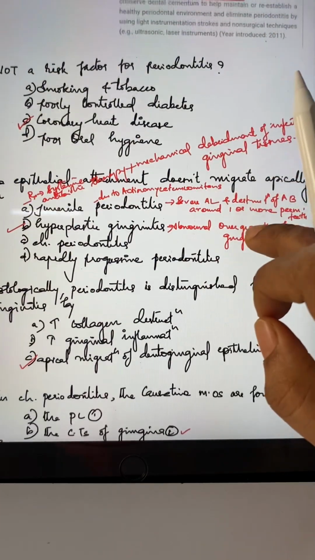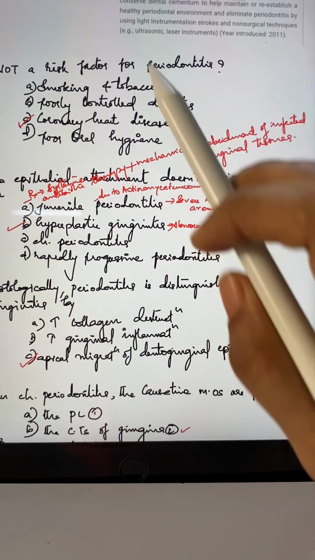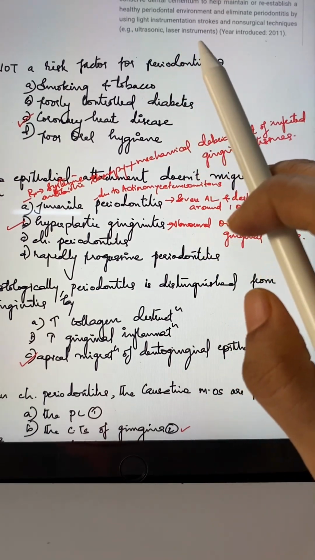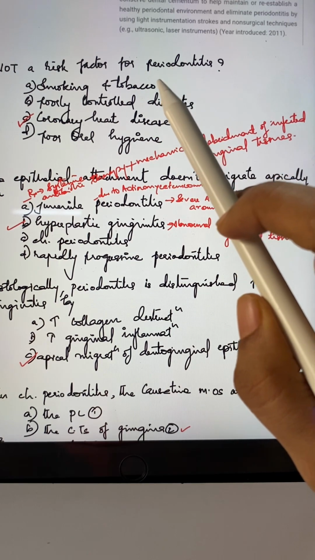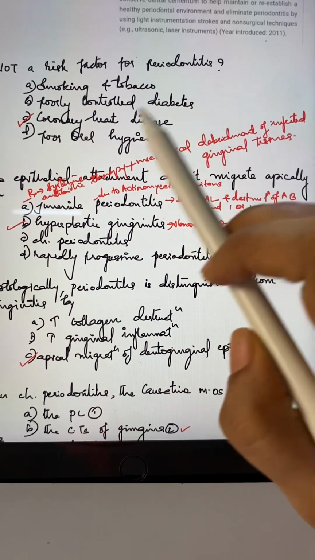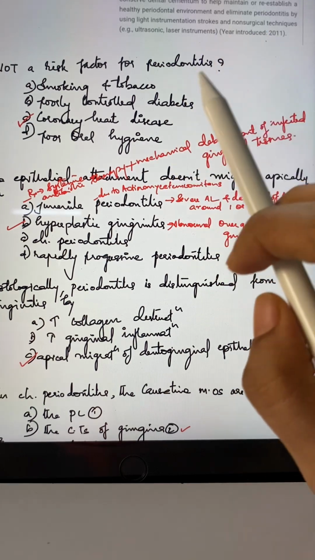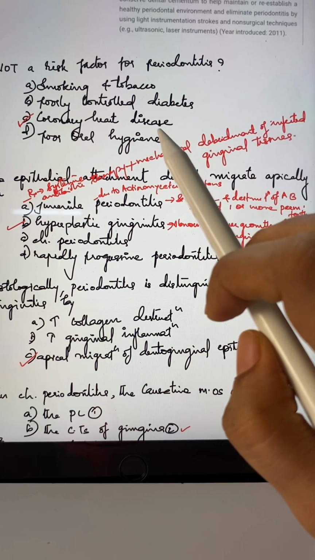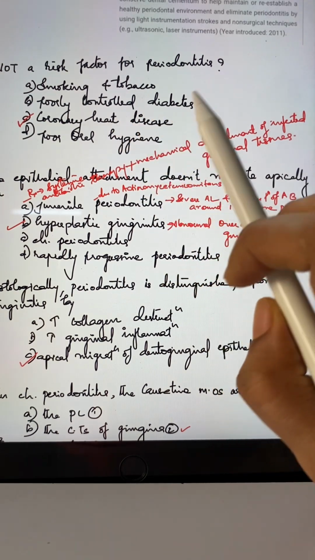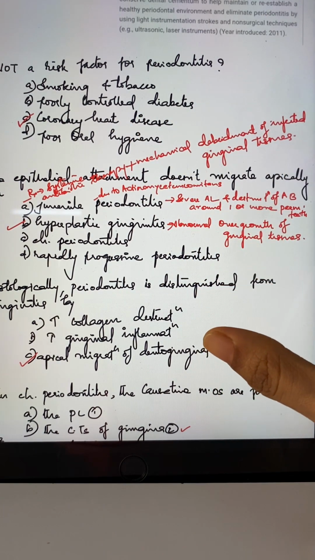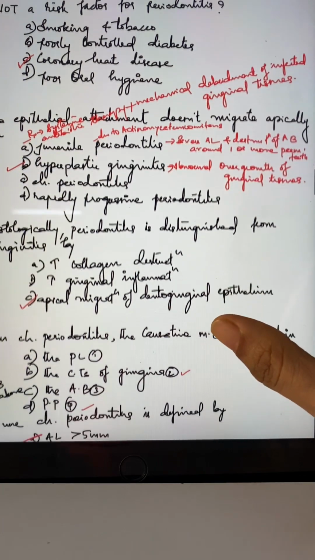And next is, which is not a risk factor for periodontitis. Just discuss now that smoking and tobacco can affect periodontitis. Poorly controlled diabetes and poor oral hygiene all have a direct correlation with periodontitis, but coronary heart disease has no direct correlation with periodontitis.